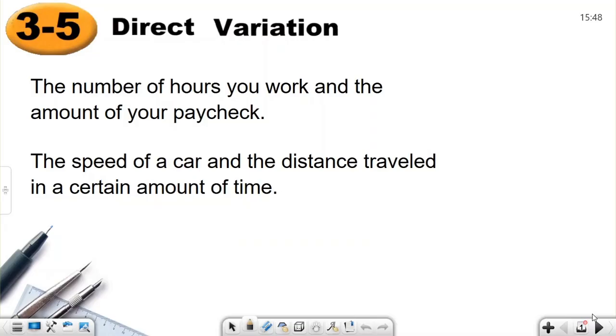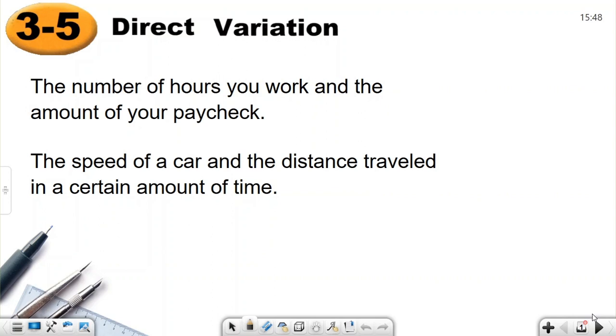Welcome everyone. In this video we will talk about direct variation. Direct variation describes a simple relation between two variables, such as the number of hours you work and the amount of your paycheck, or the speed of a car and the distance traveled in a certain amount of time. So these show some examples.